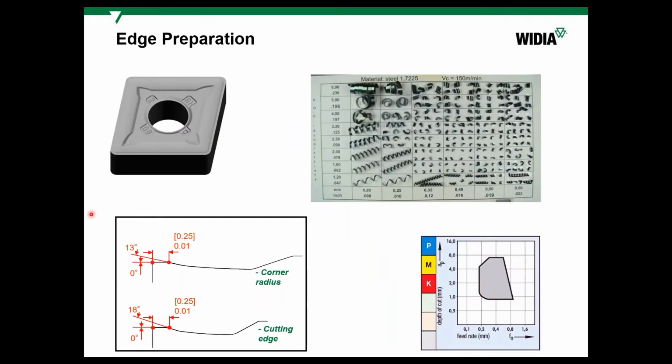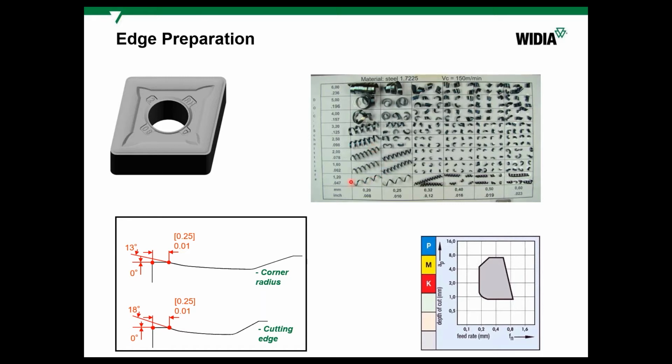Depending on the cutting data, for the same chip breaker we can get a different chip style, length and thickness, because it also depends on the depth of cut and the feed per revolution. The depth of cut and feed per revolution give us the chip section.